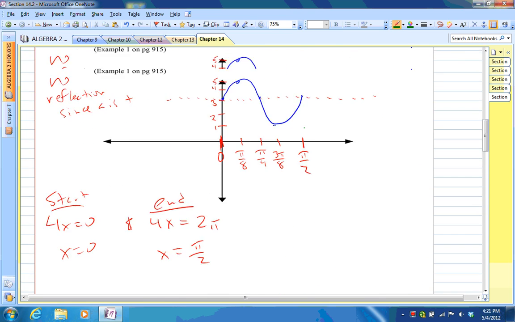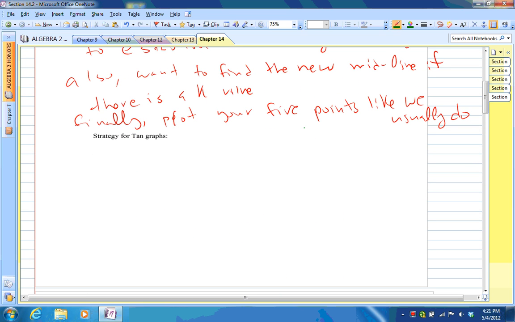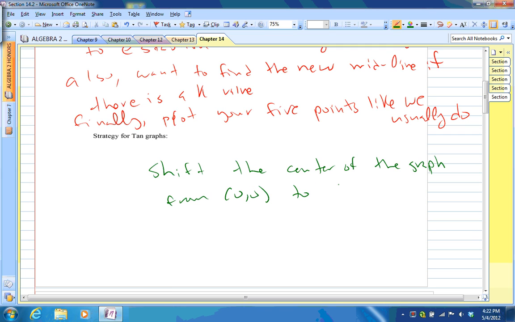We could probably do the tangent really quick. The strategy for tangent, give you an example, the strategy is to shift the center of the graph from 0, 0 to h comma k, and then determine the asymptotes based on the period.